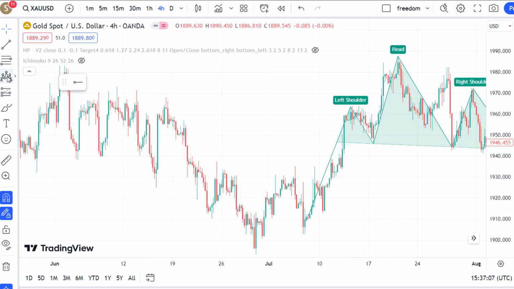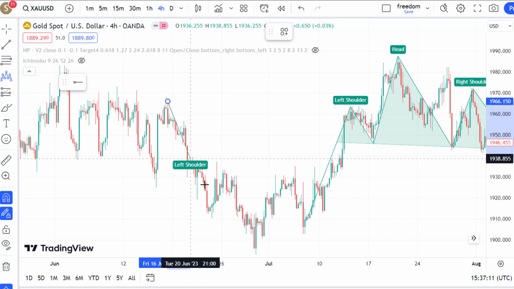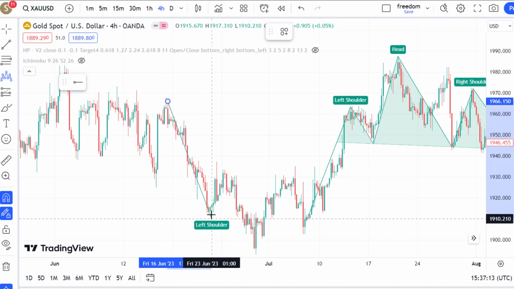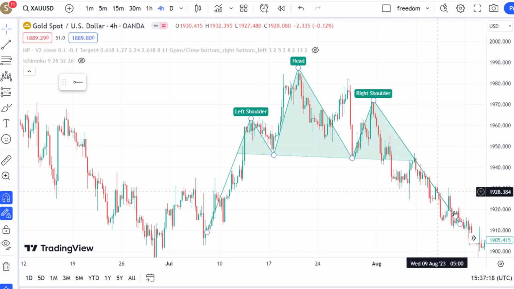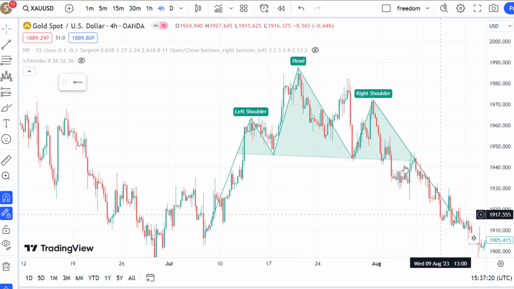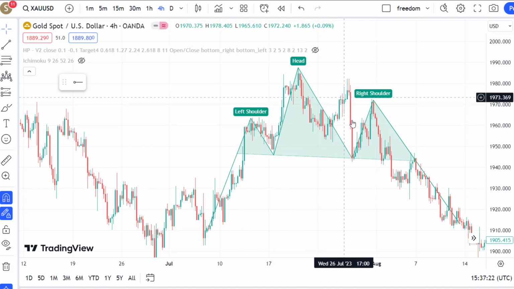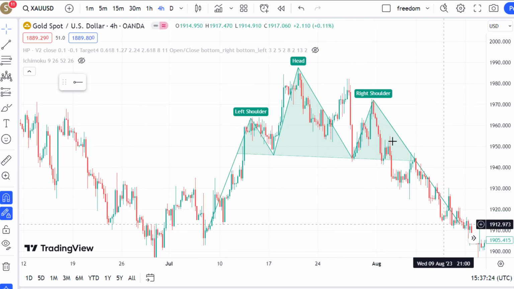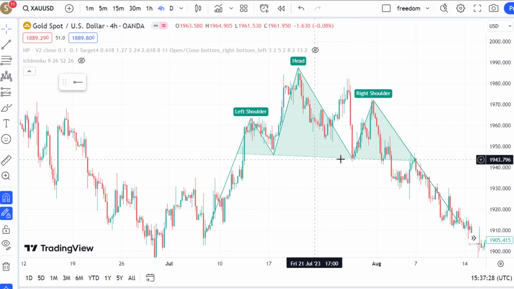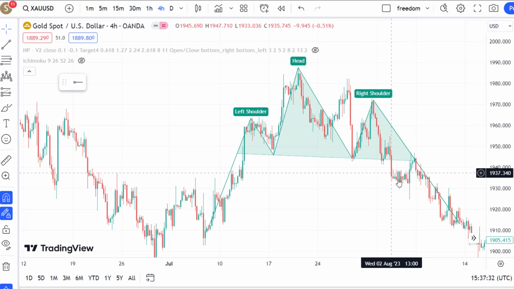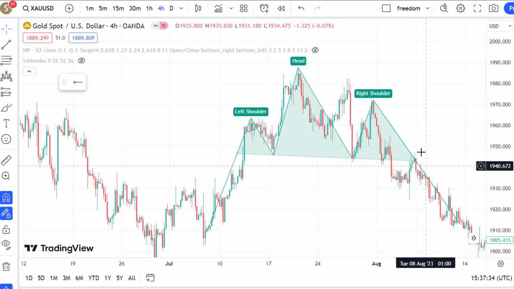There are two main types of head and shoulders patterns. Bearish head and shoulders: in an uptrend, the left shoulder forms, followed by a higher high, the head, and then a lower high, the right shoulder. The bearish head and shoulders pattern suggests that the uptrend is losing momentum, and a reversal to a downtrend could be imminent. A break below the neckline, a support level connecting the lows of the retracements, confirms the pattern and signals a potential downtrend.